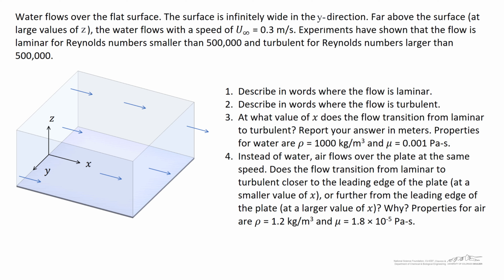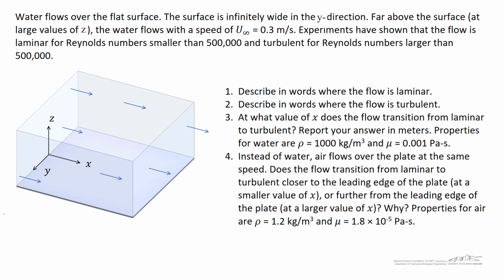In this problem, we've got water flowing over a flat plate, and it flows in the x direction only. We know the speed of the water far away from the plate is equal to 0.3 meters per second. So by far away from the plate, I mean at large values of z. We also know that the plate is infinitely wide in the y direction. We're going to assume that the value of y does not impact the fluid flow.